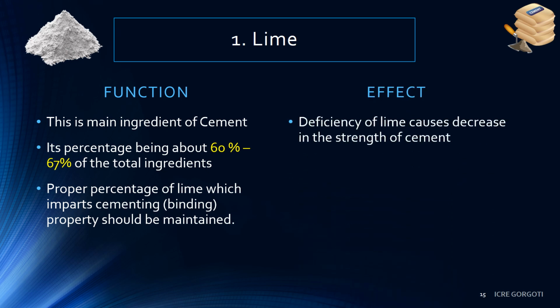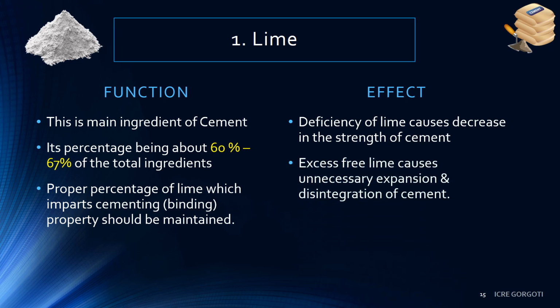Deficiency of lime causes decrease in the strength of cement. If quantity of lime is less or there is absence of lime in cement, then strength of cement may be poor. The excess free lime causes unnecessary expansion and disintegration of cement. There may be chances of increase in volume after hardening of cement as well as it may break into pieces, means disintegration of cement will happen.